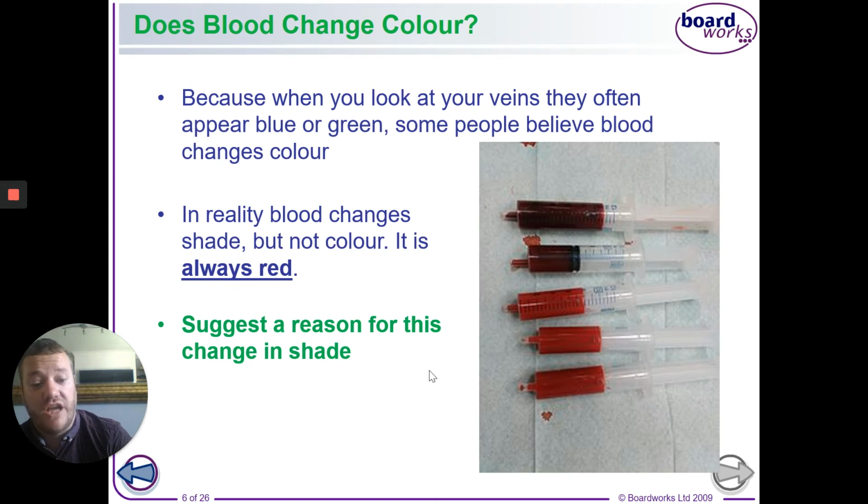Okay, the reason blood changes shade is dependent on whether or not it's got oxygen in it. If you think of some blood that's just been to the lungs to take up oxygen, and it's on its way around the body to be dropped off at the cells, that will be a nice light cherry red colour. But then once it's been to muscles or wherever and dropped off its oxygen, your blood's then not got oxygen in it. Well, then it's a much darker red, like deoxygenated blood. So that's why blood changes shade.